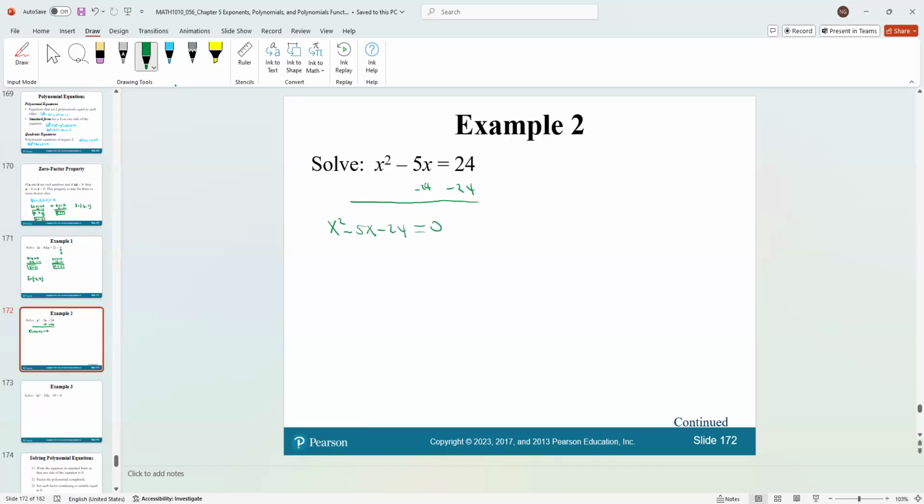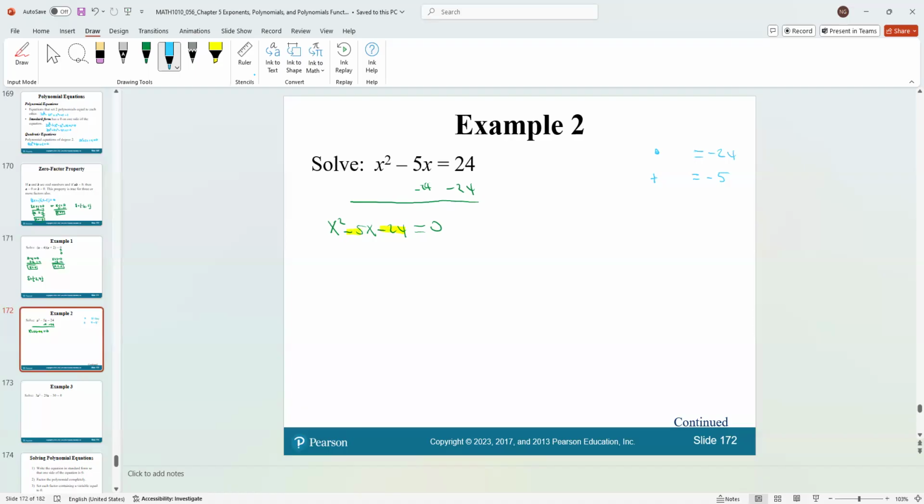Now, when we factor trinomials, we told you that if the coefficient of x squared is 1, okay? If the coefficient of x squared is 1, you need to find two numbers that when you multiply give you negative 24. When you add them, give you negative 5. So remember that, we're looking for two numbers that when you multiply give you negative 24. When you add these two numbers, it would give you negative 5.